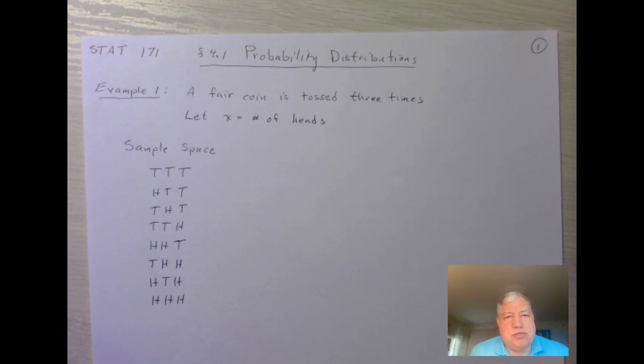A fair coin is tossed 3 times, fair meaning there's no bias involved. And we're going to let X be the number of heads. Now, X, of course, depends on the outcome, right? And what I've listed here are all the possible outcomes of tossing a fair coin 3 times.